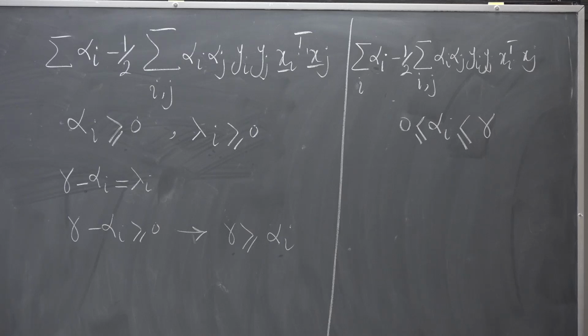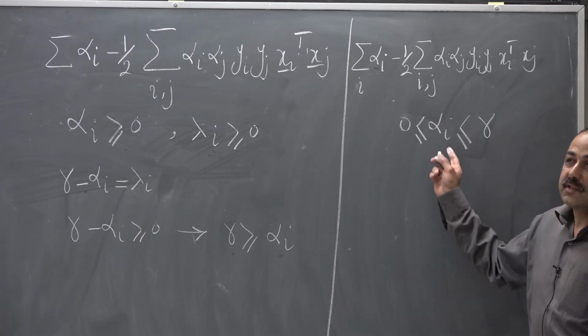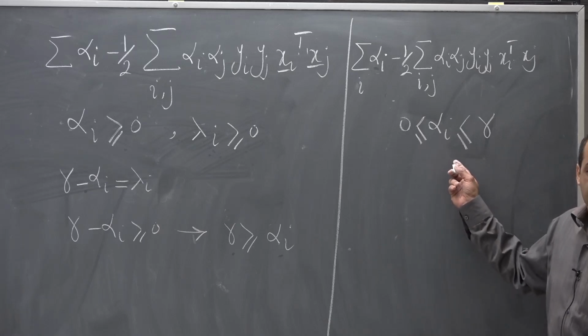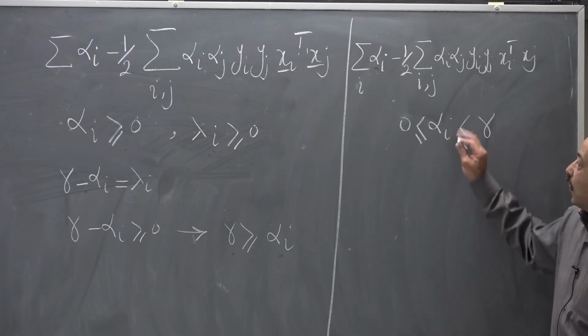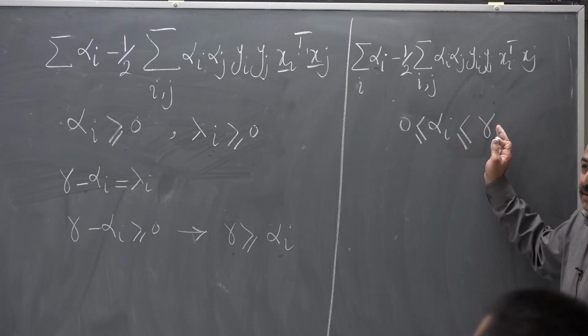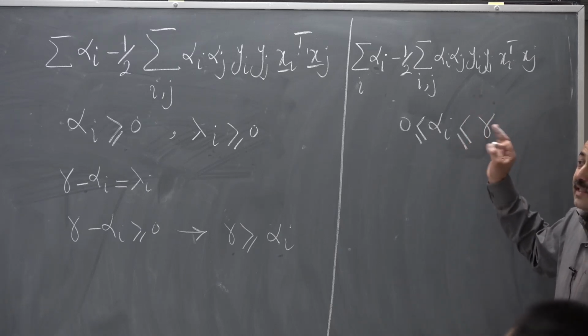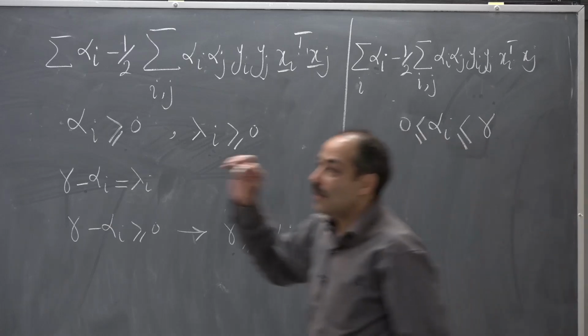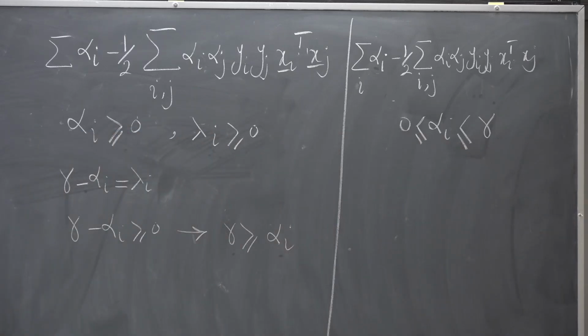That's the only difference between hard margin and soft margin. So in soft margin, I just have a new set of constraints. Alpha I in hard margin should be greater than or equal to 0. Now I add another constraint on it that it should be less than or equal to gamma. And gamma was the constant of the penalty function that we added to the objective function. So we're going to choose that gamma.